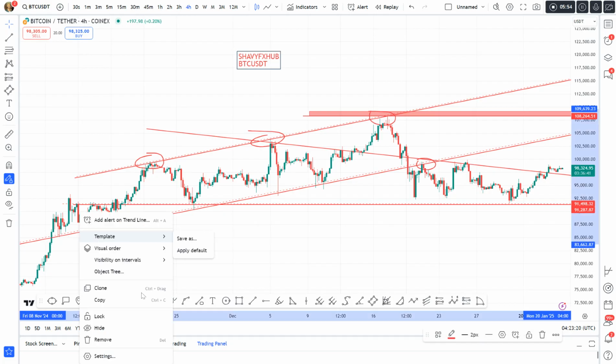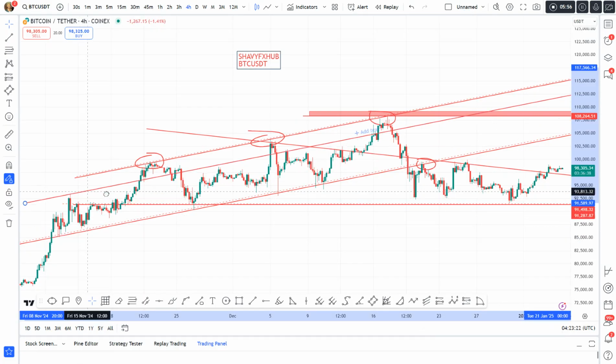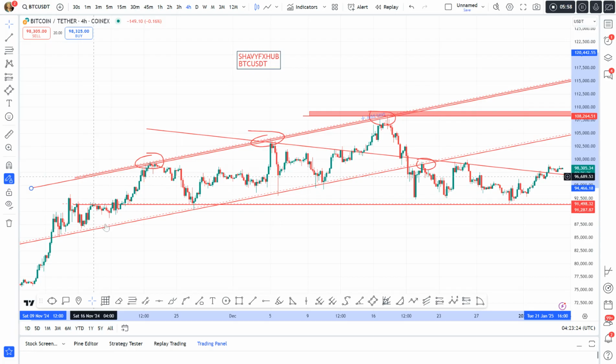Let me show you so you get to see it. When we clone our demand floor, exactly at the same place the market reacted. So what does this tell you? That this is a potential institutional sell zone.